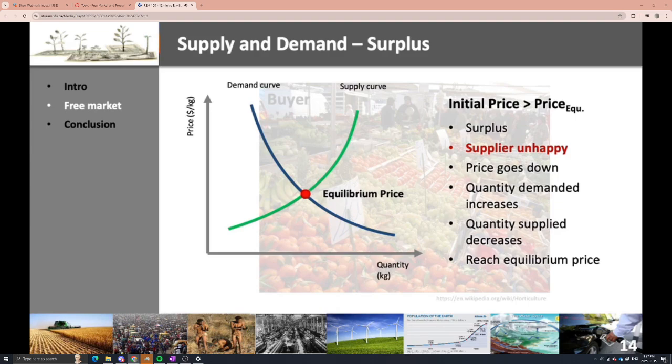So the sequence of events is this. The initial price is higher than the equilibrium price, which results in a surplus that makes suppliers unhappy. As a consequence, the price goes down, which makes the suppliers produce less and the consumers buy more. The price continues to fall until we reach the equilibrium price, where the surplus has disappeared. And at this point, both the suppliers and the consumers are happy because the producers get to sell and the consumers get to buy as many tomatoes as each of them want at the right price.